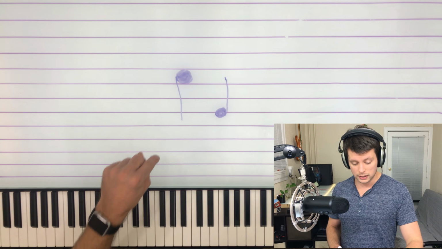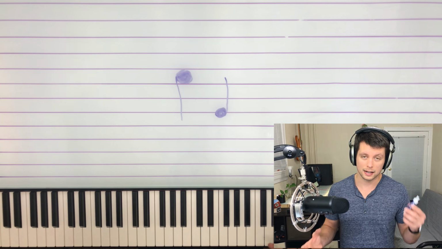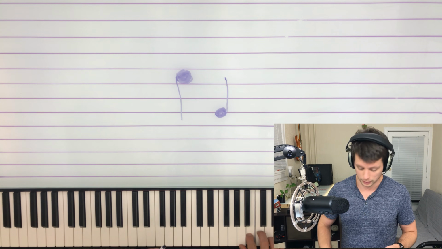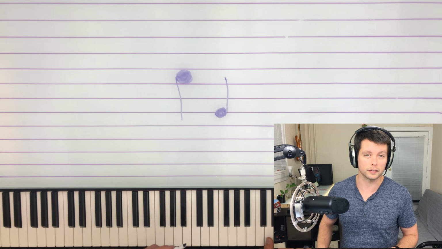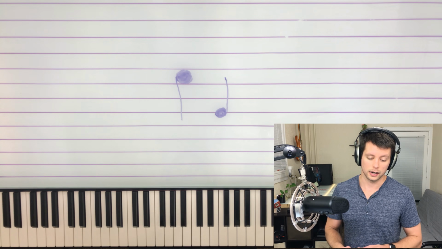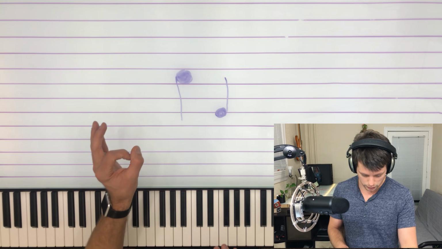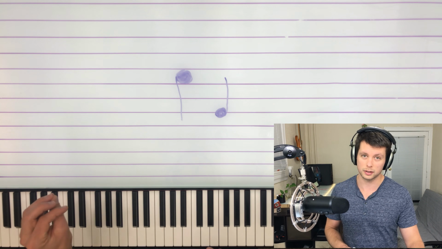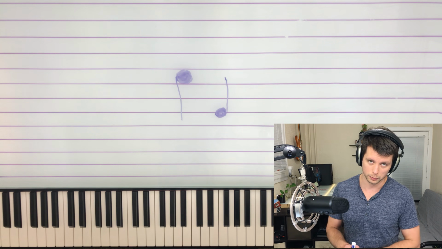Now, every one of these lines and spaces represents a natural note. So a note like A, B, C, D, E, F, or G. A note like A sharp or E flat, you can't get to those notes by just placing a note down. You have to use special symbols along with it, which we'll get to in a minute.